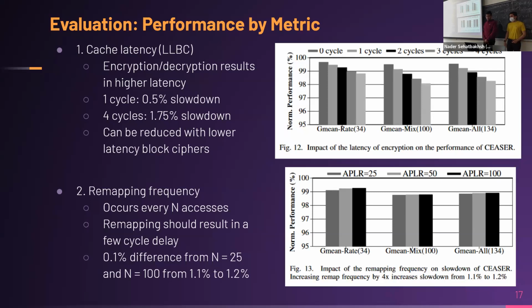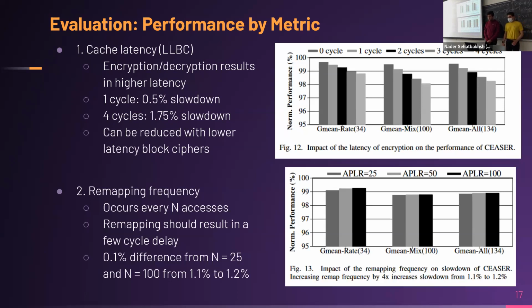And the second thing is remapping frequency. So the whole idea with Caesar is that every 25, 50, or 100 accesses, we actually remap the cache. So we basically randomize it for every n accesses. And if you look at the diagram on the bottom right, then we would think that this remapping should result in a significant delay, but it actually doesn't.